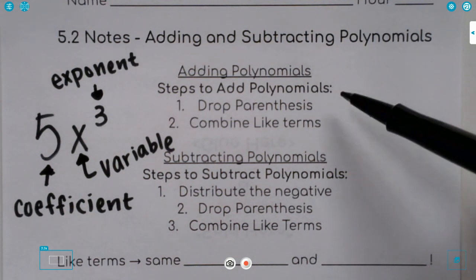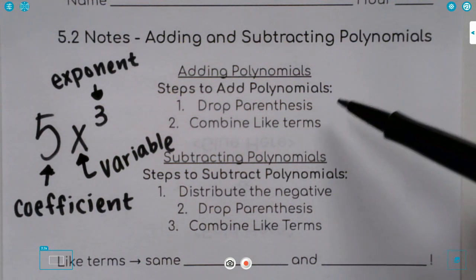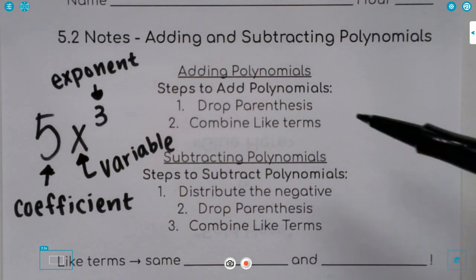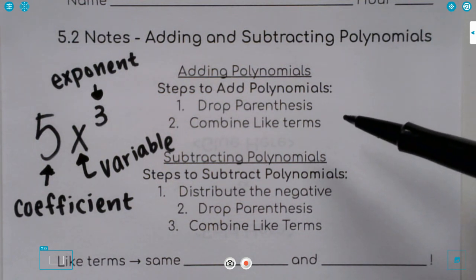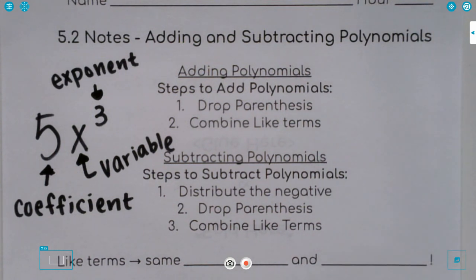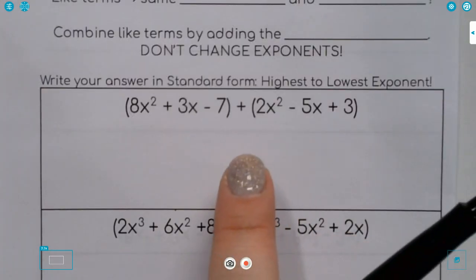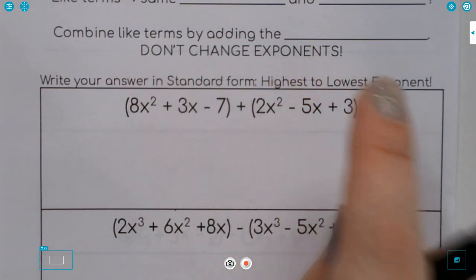So to add a polynomial, we just drop the parentheses. We can just ignore them. And then we combine like terms, just like we did in 5.1. So adding and 5.1, very little difference, except for the fact that we've got these parentheses and a big plus sign in the middle. But it just means we're combining all of these things with all of these things.